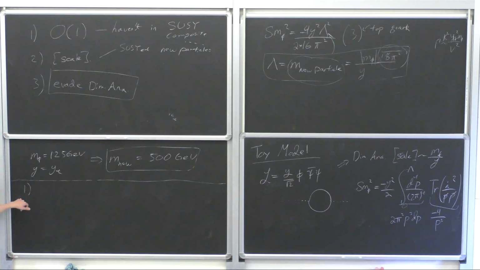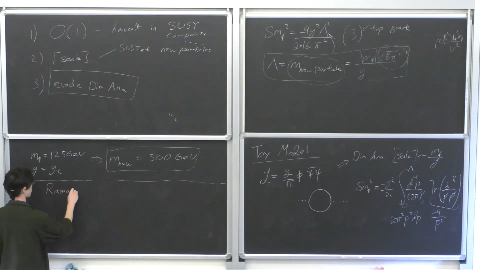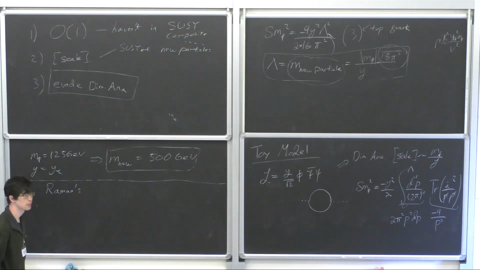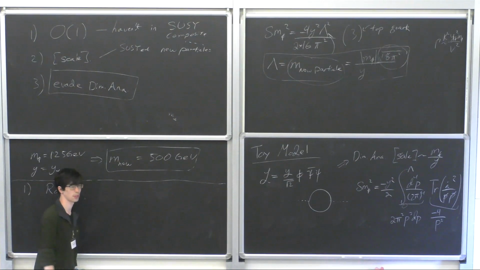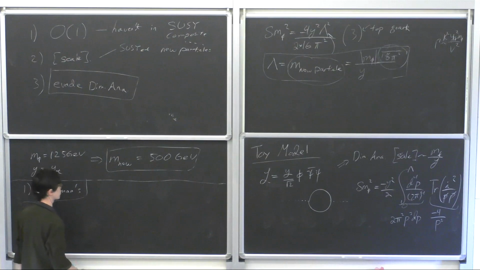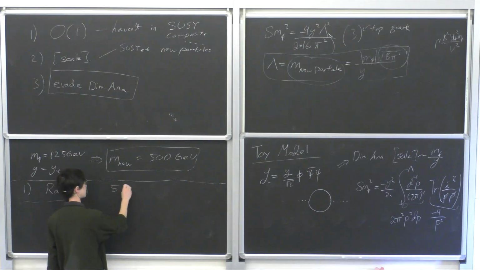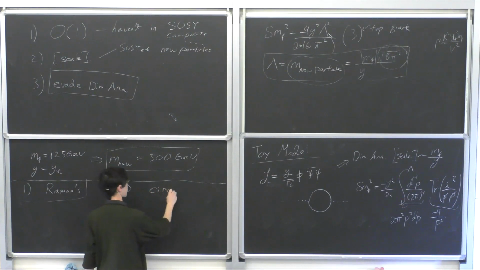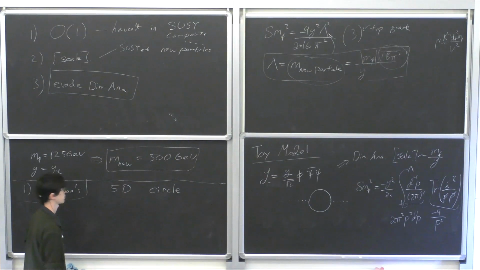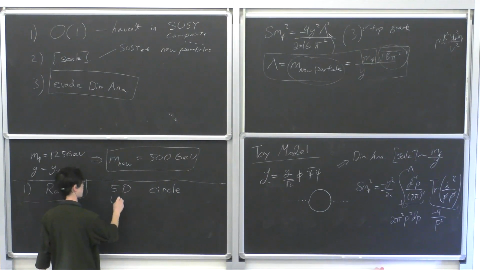I'm going to be a little bit blasé about this one. Raman Sundrum has a nice set of lectures where he actually does this exact calculation. So go to Raman's lecture notes, or TASI notes, I think, if you actually want to see the exact order 1 number calculations. But the idea is you have a 5D model with a circle. You have, great, a U1 with a massless electron.